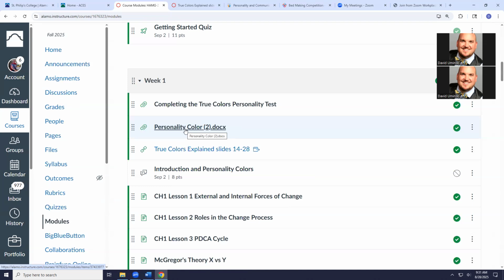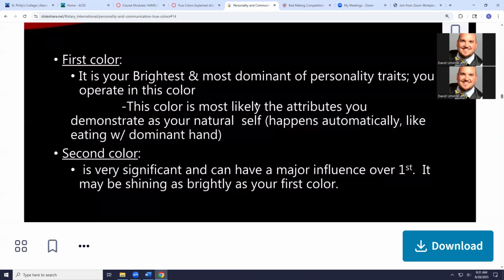Okay, so if you want to do this at home with your friends or family and see what your personalities say about each other, what color you are, that would be interesting. The color that you have the highest number in is going to be your primary or dominant personality trait.